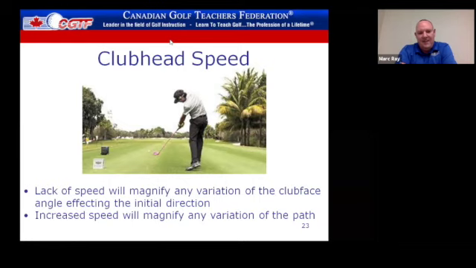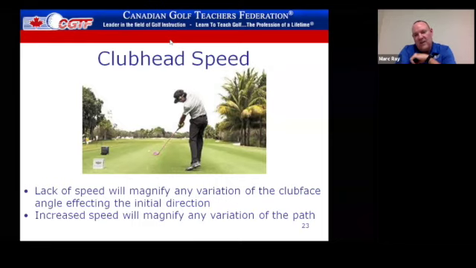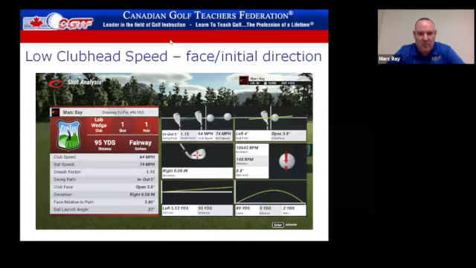So the lack of speed magnifies the variation of the club face angle and affects the initial direction. Increased speed magnifies the variation of the path. So we're going to see that here with a couple of shots.